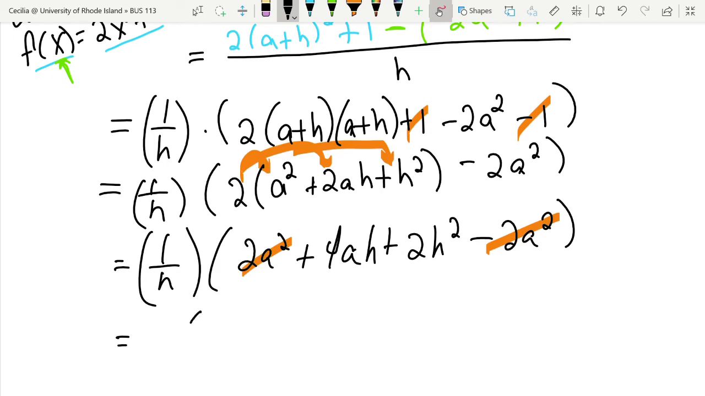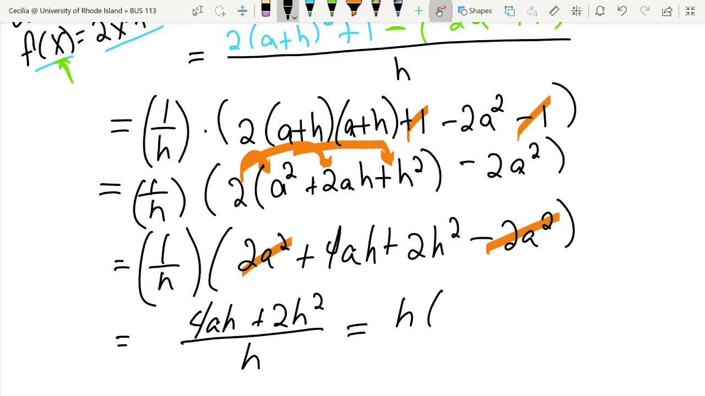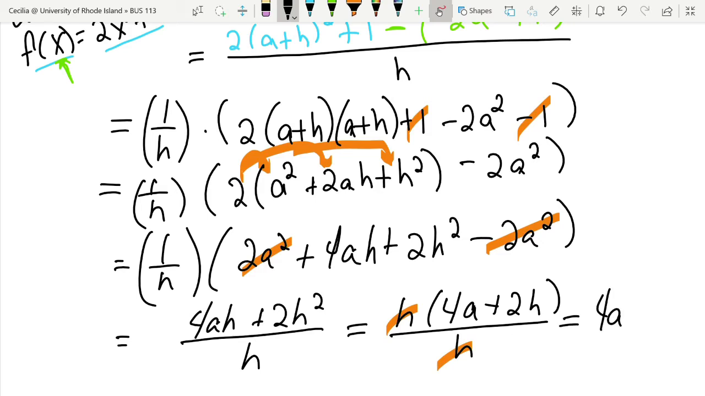And what we're left with is 4ah plus 2h squared, all over h. And notice we can pull an h out of that, so that it's h times (4a plus 2h), all over h. And h over h is 1. That's a disguised form of 1. Those would cancel out, and we're left with 4a plus 2h. And we could factor out a 2, but we don't need to. This is sufficient for a final answer.